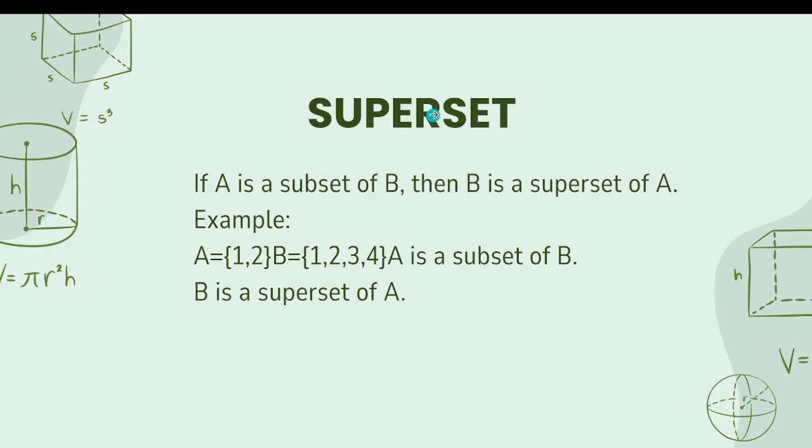Now a superset is that if A is a subset of B, then B is a superset of A. Here, for example, A is equal to {1, 2}. B is equal to {1, 2, 3, 4}. Here A is a subset of B because A has two elements and those two elements are in B. So A is a subset of B. Because A is a subset of B, we can also say that B is a superset of A.